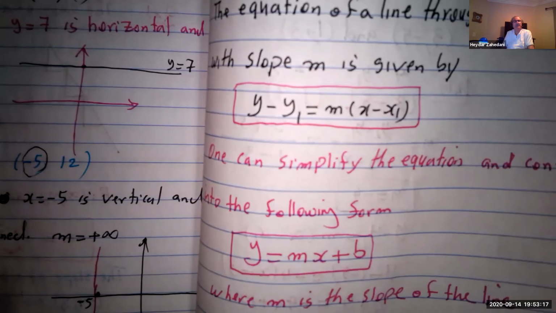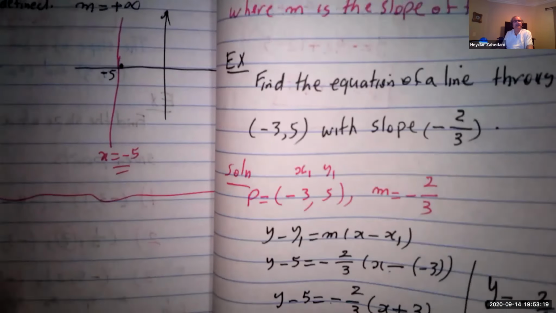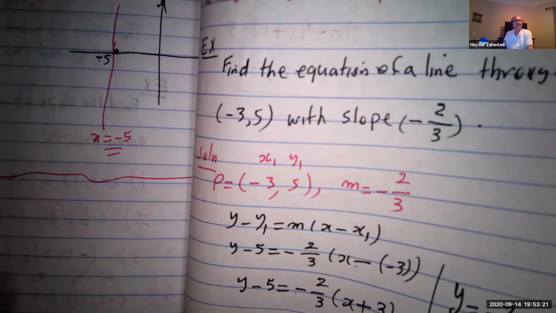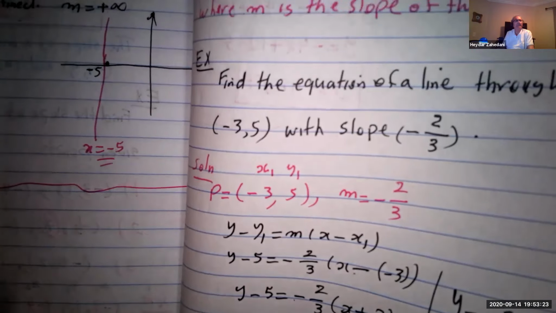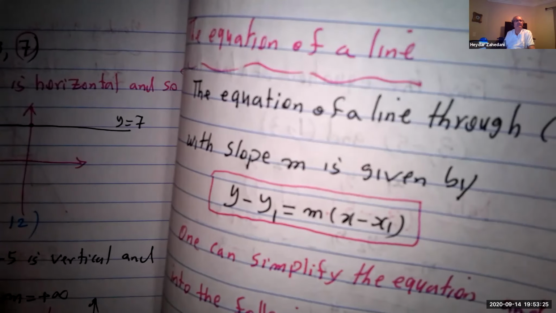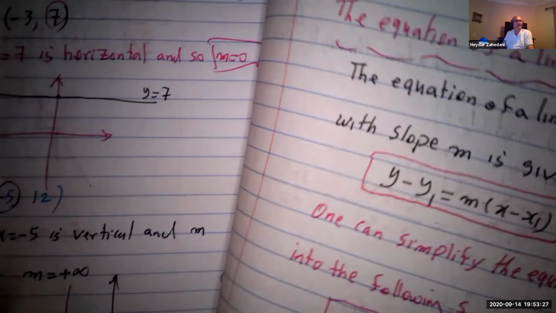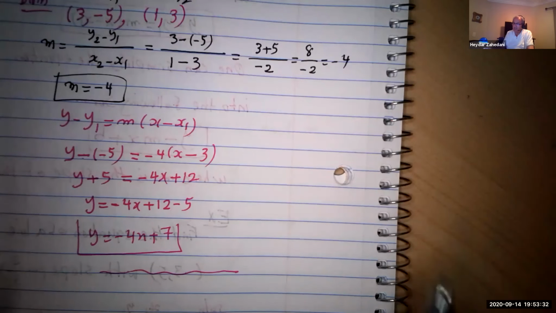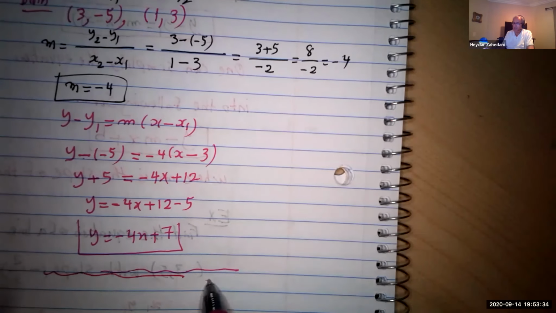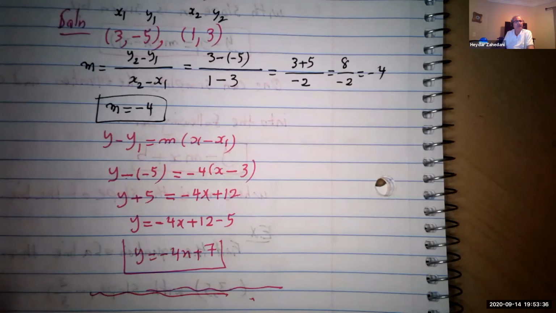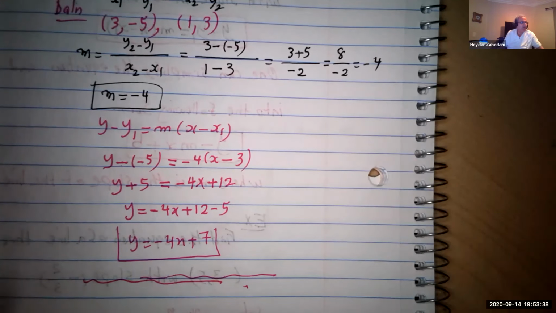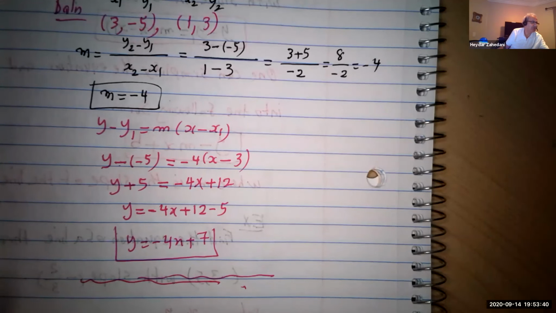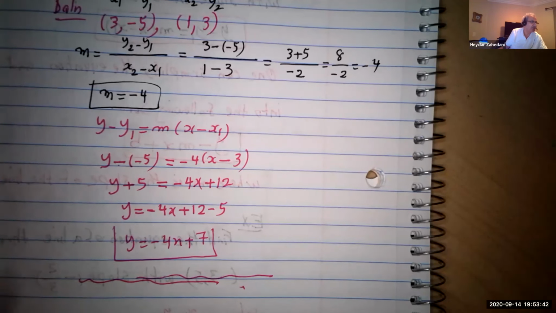Okay, this is the equation of the line, and this is the two-points formula for the slope. You need only these two equations really to be able to get through this section. Any question? So this is all we need from this section. We're not going to stay here anymore.